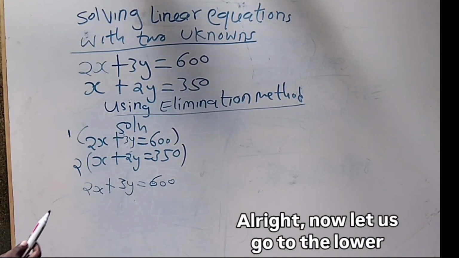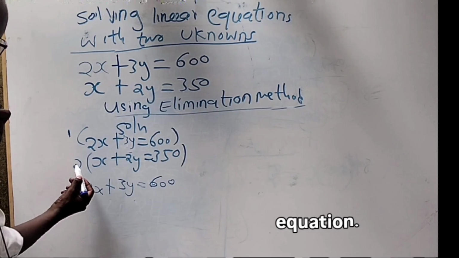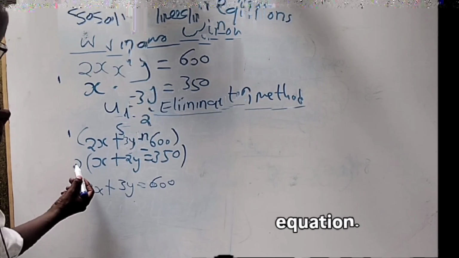Now let us go to the lower equation. 2 times x, 2x, plus 2 times 2y, we have 4y, equals 2 times 350, we have 700. As you can see, the x has balanced. If the x has balanced, what do we do to eliminate it? We subtract, because all the numbers here are positive. So to eliminate x, we have to subtract. That's what we can do.